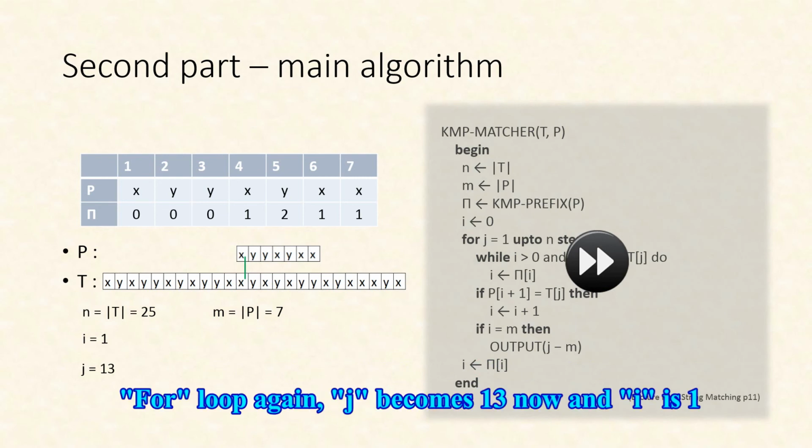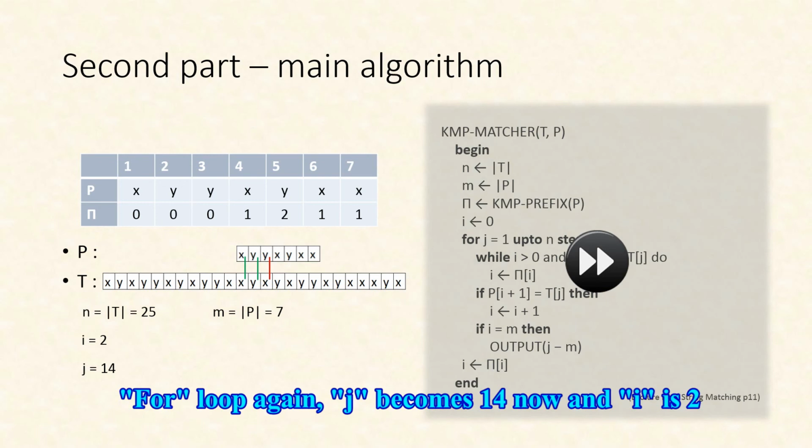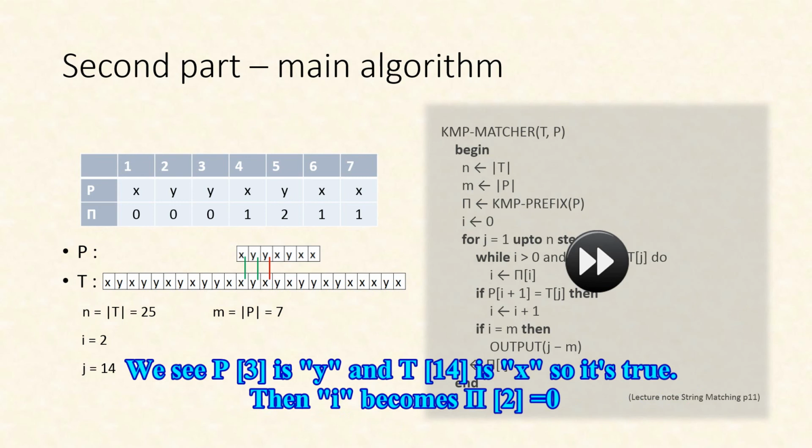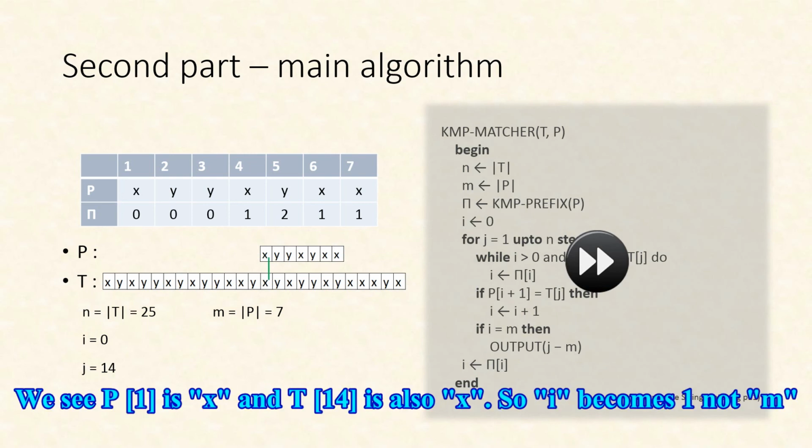For loop again, j becomes 13 now, and i is 1. We see p2 is y, and t13 is also y, so i becomes 2, not m. For loop again, j becomes 14 now, and i is 2. We see p3 is y, and t14 is x, so it's a mismatch. Then i becomes pi[2], 0. While loop again, i is 0 now. We see p1 is x, and t14 is also x, so i becomes 1, not m.